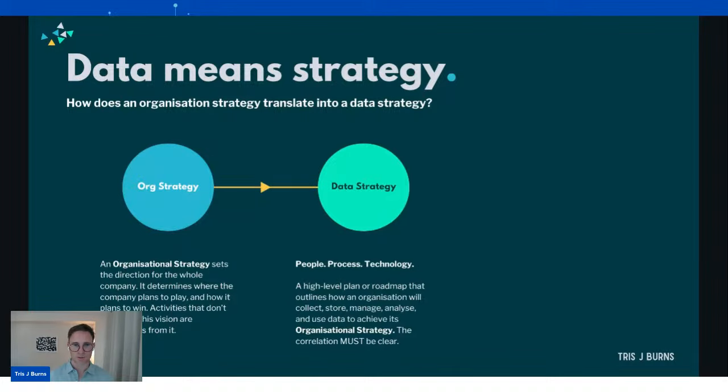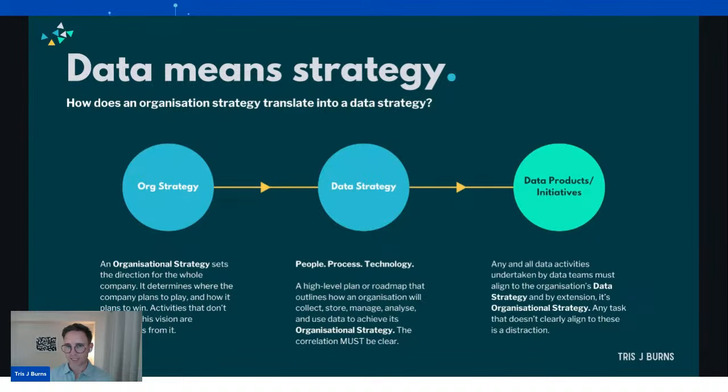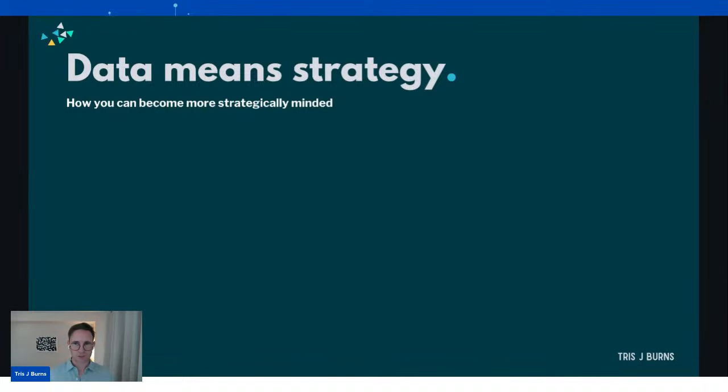So data strategy is all about people, process, and finally, technology. It's a high-level plan or roadmap that outlines how an organization will collect, store, manage, analyze, and use data to achieve its organizational strategy. The correlation between these two things must be clear. And then finally, data products and initiatives. Any and all data initiatives undertaken by data teams must align to the data strategy and by extension, the organizational strategy.